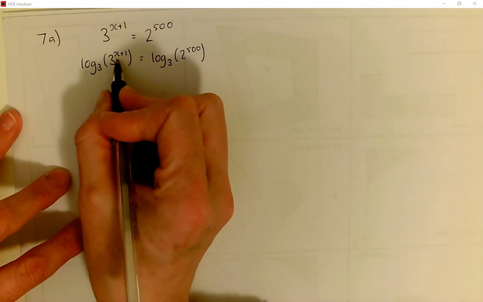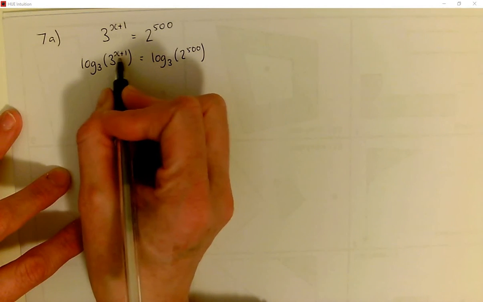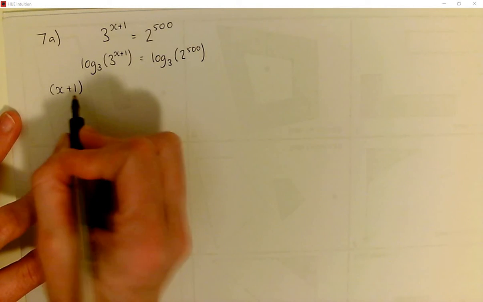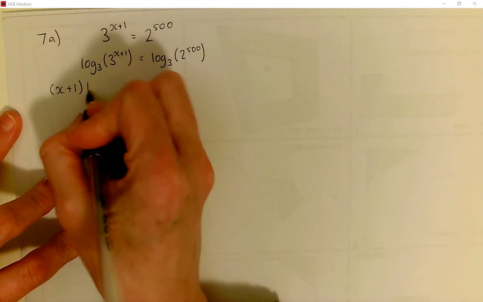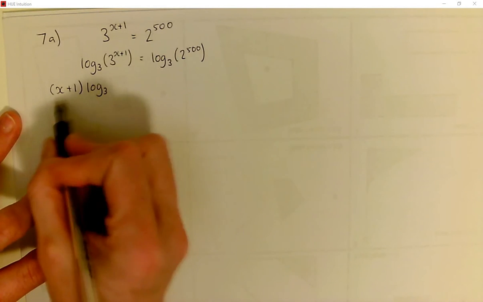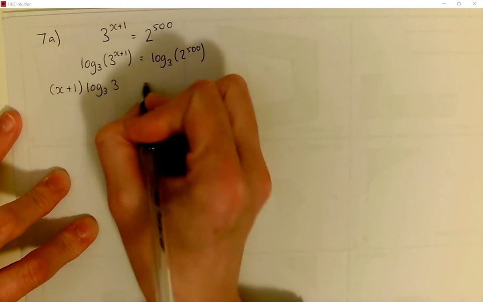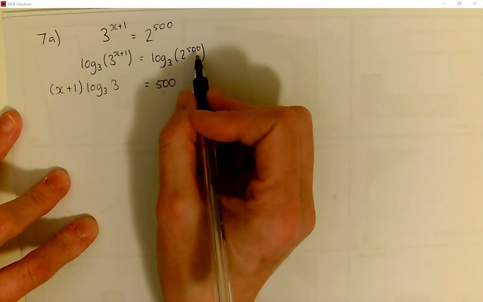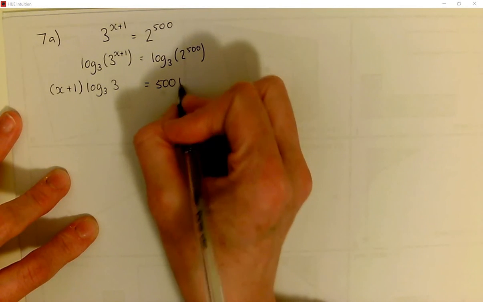So be careful, this power has got 2 terms, so we ought to put it in brackets rather than leaving it as x plus 1 log 3, etc. You need it in brackets to show that's the whole power. You don't have to take the power down here because this is all numbers, but you may as well.